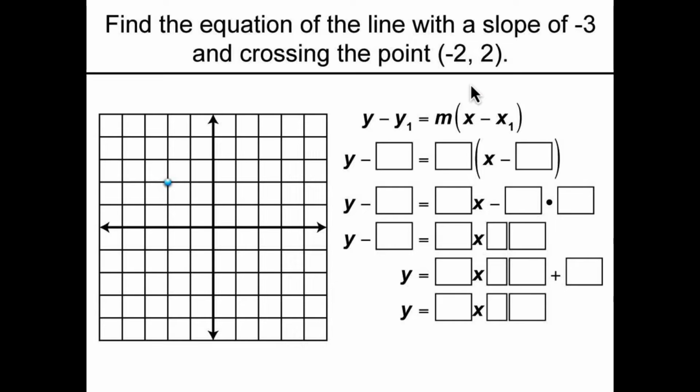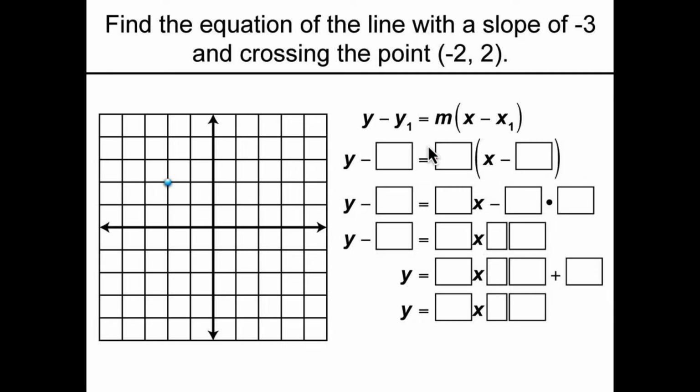Find the equation of the line with a slope of -3 and crossing the point (-2, 2). When you know the slope of the line and one point on the line, use the point-slope form, which is y minus y1 equals m times the quantity x minus x1.